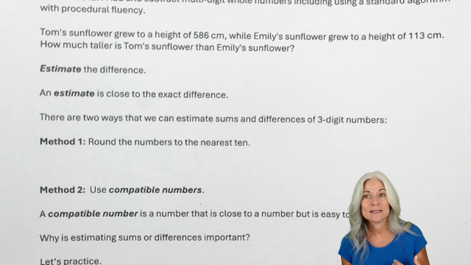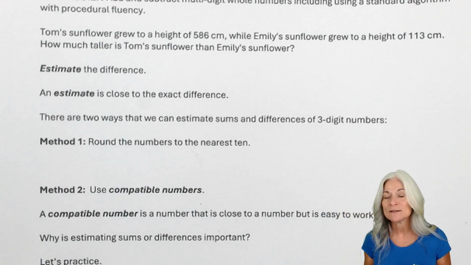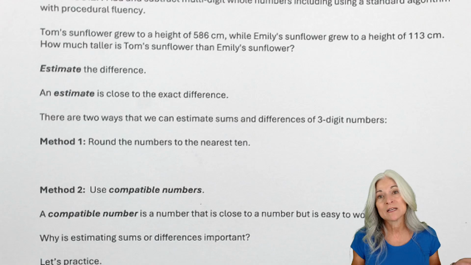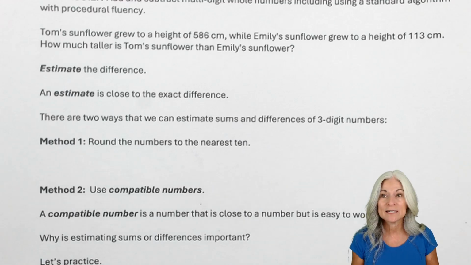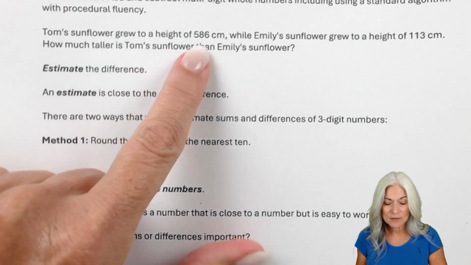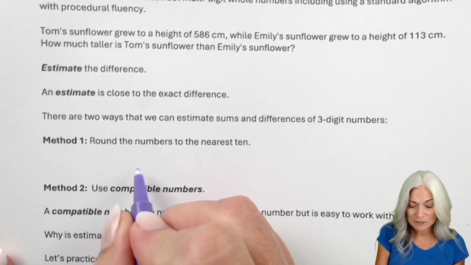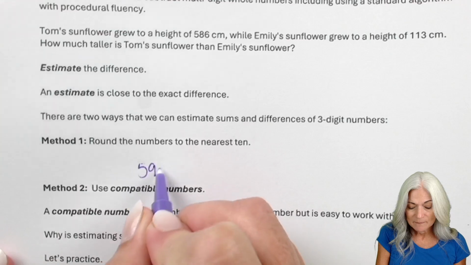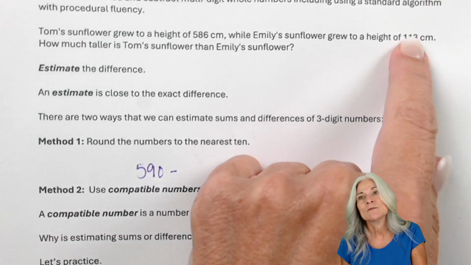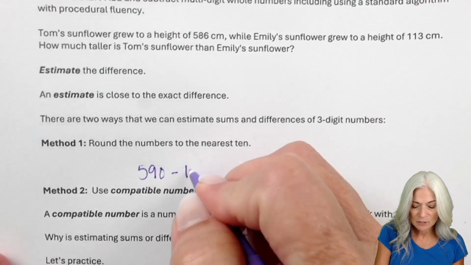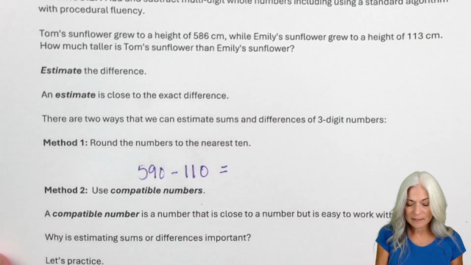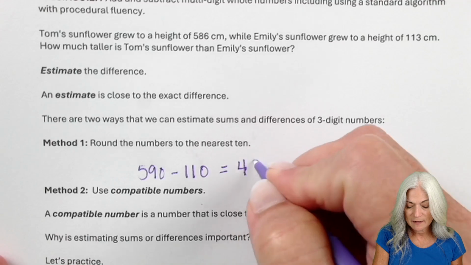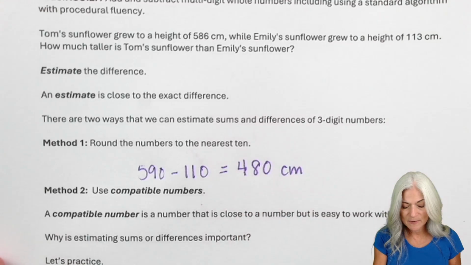So there's two ways that we can estimate sums and differences of the three-digit numbers. So first of all, we can round it. We can round it to the nearest 10. So if we're looking at 586, we know that rounds to 590, and we're finding the difference. And 113 would round to 110. And so the difference would be 480 centimeters.